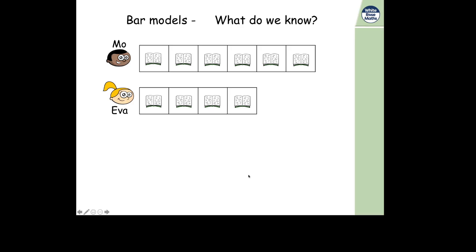Okay, here we've got another bar model. So we've got Mo with some books and Eva with some books. What do we know? Just by looking at that, what do you see? What can you tell me? Have a think. Okay, so we can see that Mo, we want to know how many books does Mo have? 1, 2, 3, 4, 5, 6. 6 books.